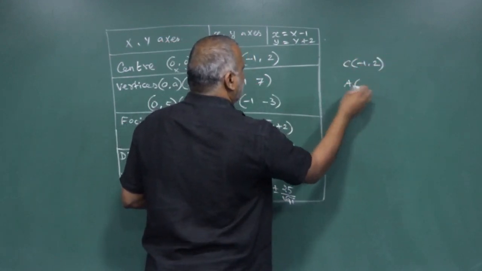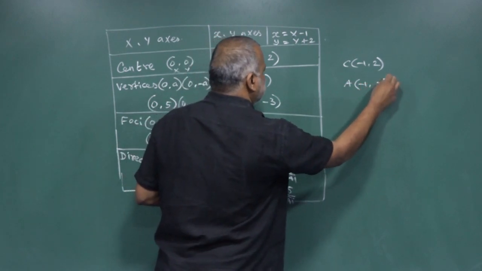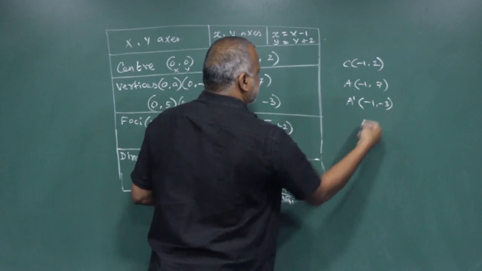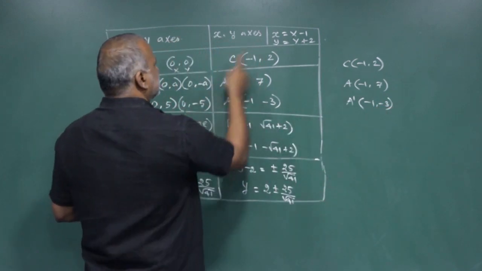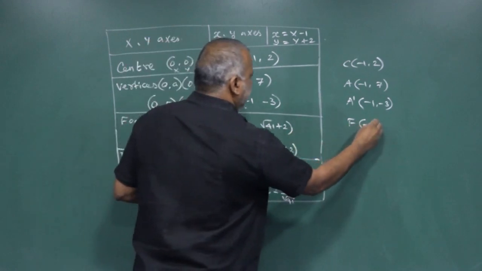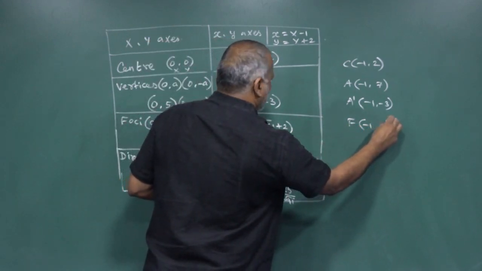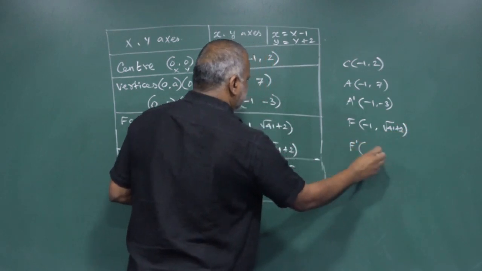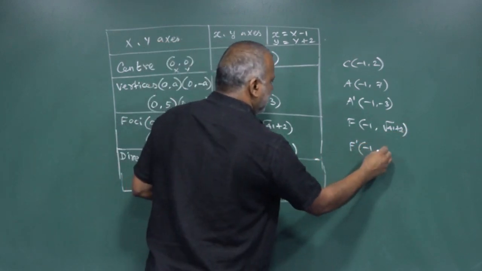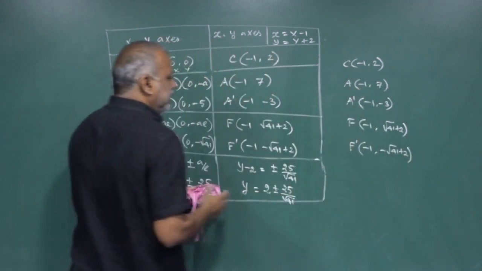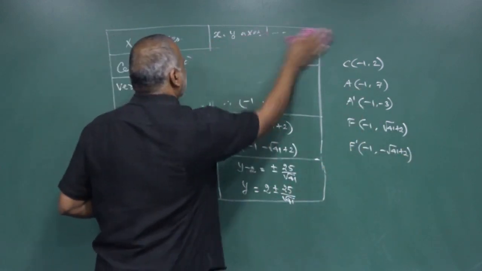Then A, one of the vertices, is minus 1, 7. A dash is minus 1, minus 3. Then focus F is minus 1, root of 41 plus 2. Then F dash becomes minus 1, minus root 41 plus 2. So we need these points to draw the diagram.